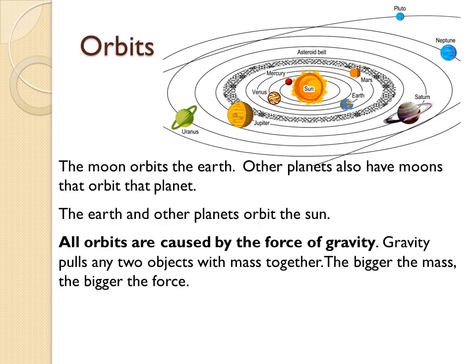Orbits are caused by the force of gravity. Gravity pulls any two objects with mass together. The bigger the mass, the bigger the force. Moons orbit the Earth or other planets, and the Earth and other planets orbit the Sun.